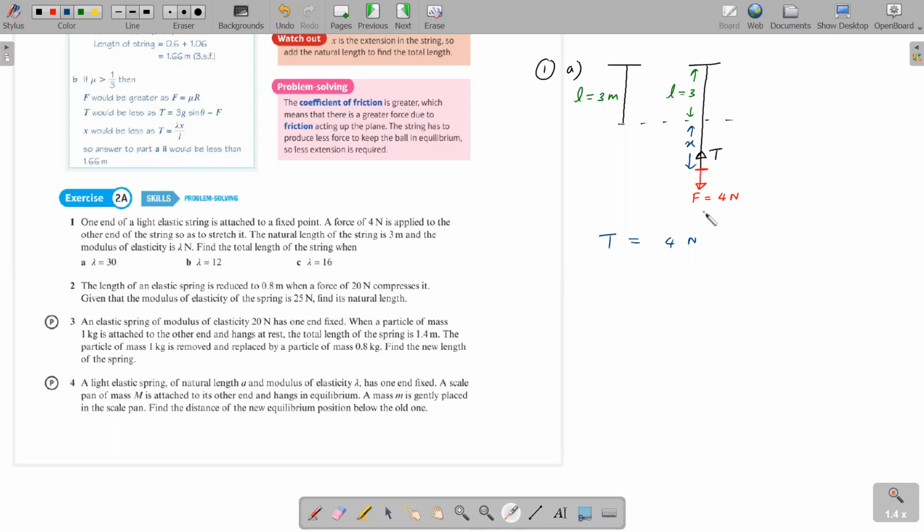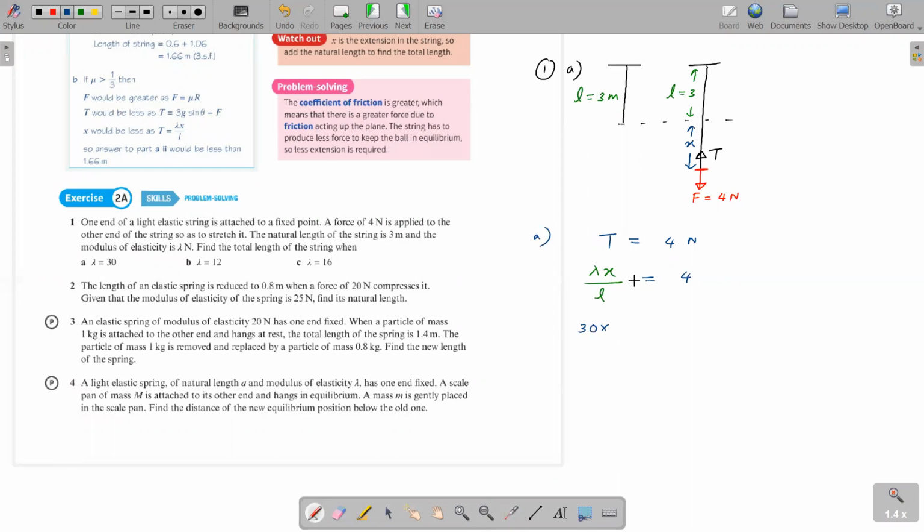And what do we know about tension in these kinds of strings? Tension is equal to lambda x over L. Always in M3 we use this in elastic strings. Tension is equal to lambda x over L, which equals 4 newtons. So what is lambda? In part A, they've told us lambda is 30. So the input for part A: lambda is 30.